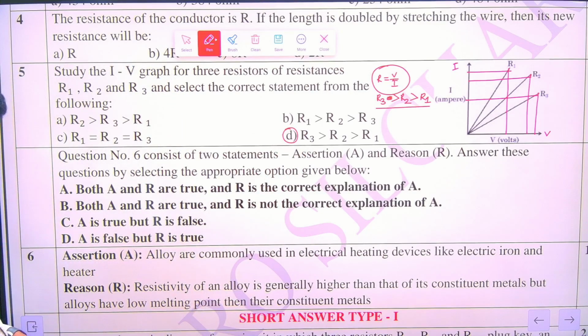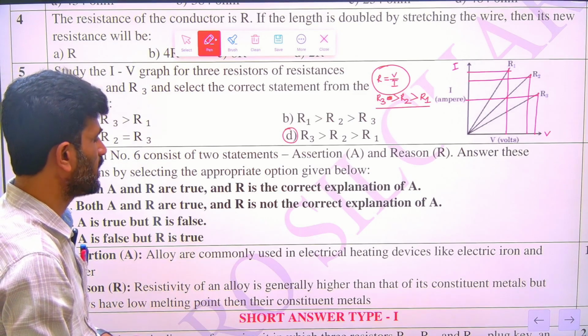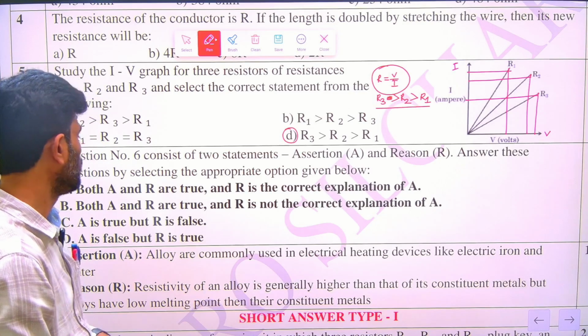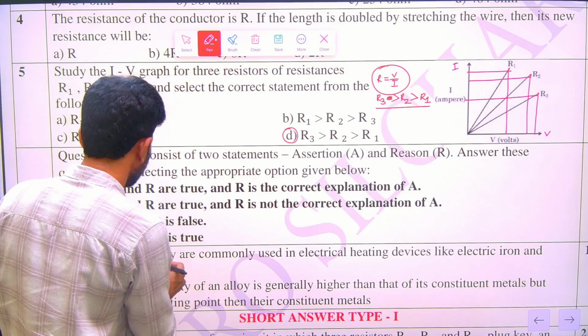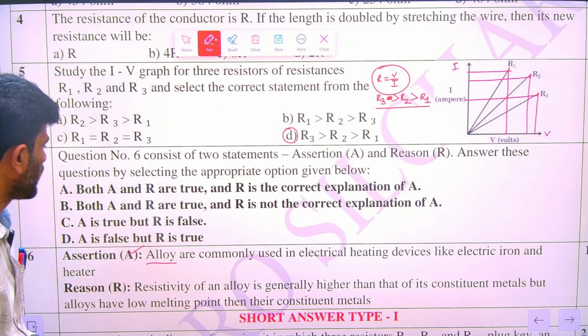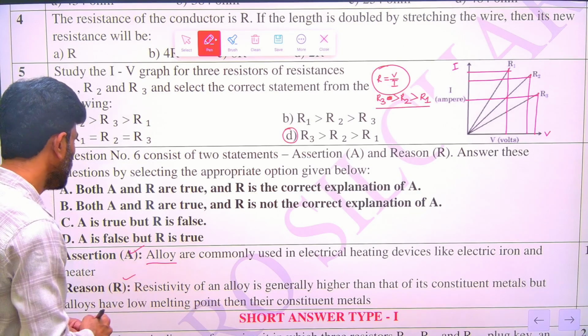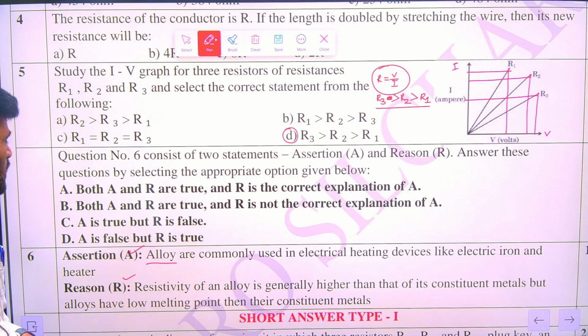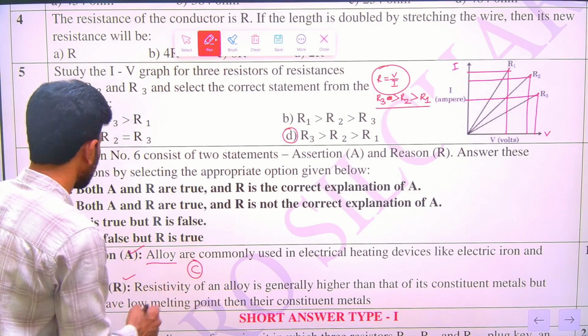Now coming to the next one, it is assertion and reasoning. Alloys are commonly used in electrical heating devices like electric iron and heater. Yes, in all the heating devices, generally we use alloys. So the assertion is true. The reason says: resistivity of an alloy is generally higher than that of its constituent metals, but alloys have low melting point. This is wrong, because alloys are stronger than individual metals and their melting points are high. So the assertion is true, the reason is false. Option C will be correct.